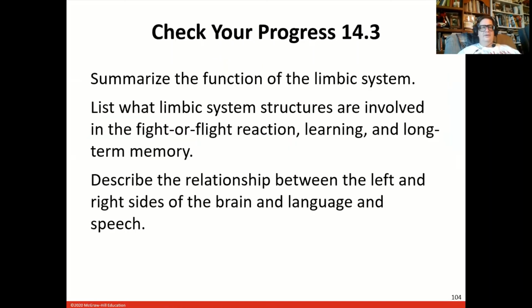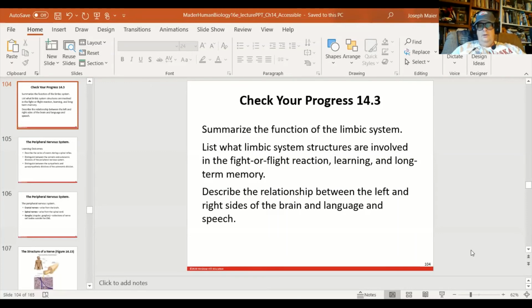All right. And here is a check your progress for the limbic system. Go ahead and see if you can answer these. If you can, move on. If you can't, rewind it, watch it again. I'm going to pause just a sec, and then we will continue. Okay, moving on.